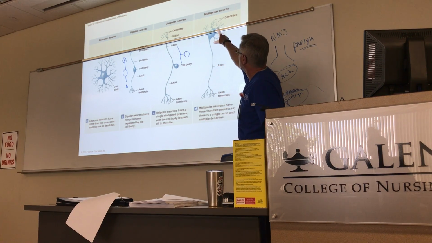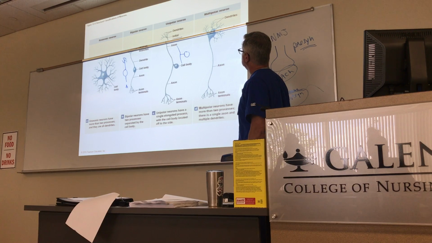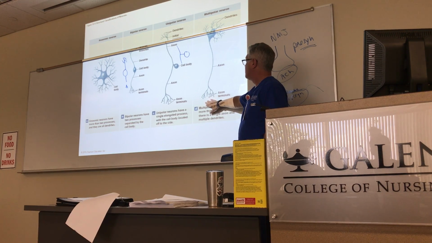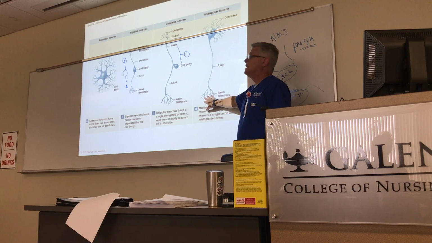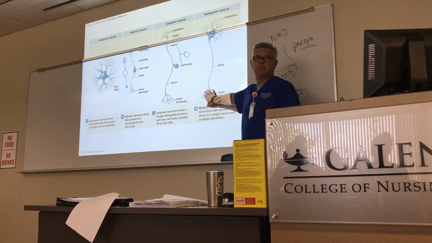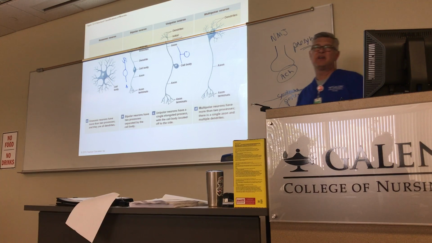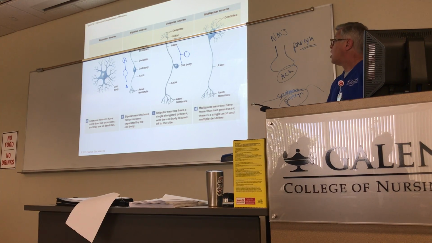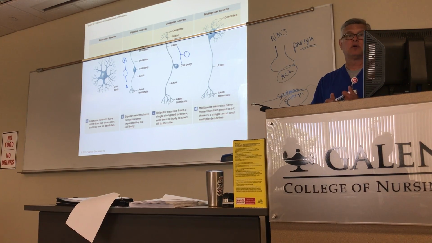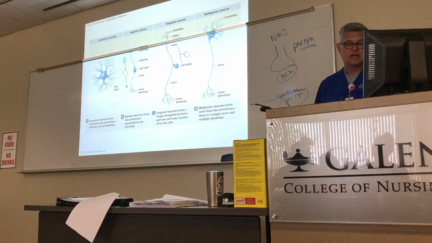Okay? And we'll see why that's the case. And then multipolar neurons here with a whole bunch of extensions. Most of the neurons, I don't know what percent, probably 80% of all the neurons are this type. Okay. Bipolar neurons are really pretty rare. We'll see them in the retina in a couple places. All sensory neurons are unipolar neurons, okay? And we'll see why that's the case.